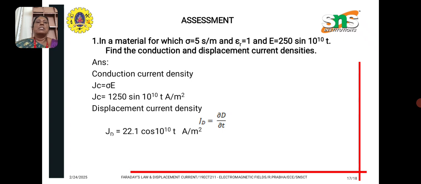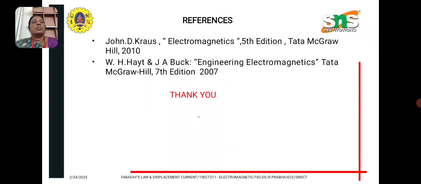So now in a material in which sigma is equal to 5 S per m and epsilon r is equal to 1 and E is 250 sin 10 power 10 t, the conduction and displacement current densities are found as follows. The conduction current density J_c is from the formula sigma E, that is conductivity multiplied by the electric field, and displacement current density is obtained from the formula J_D is equal to dou D by dou t. Thank you.